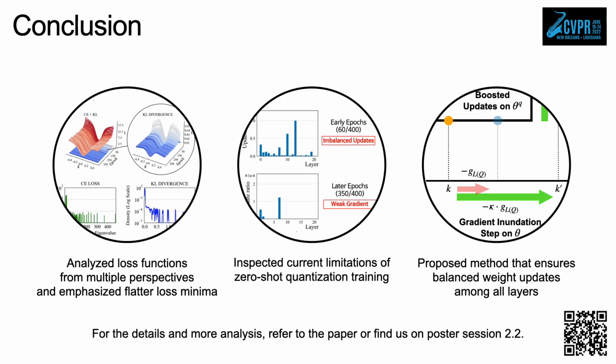To summarize, we analyzed loss functions of zero-shot quantization from multiple perspectives, and emphasized flatter loss minima. And then we inspected current limitations of zero-shot quantization training. In conclusion, we proposed GI that ensures balanced weight updates among all layers.